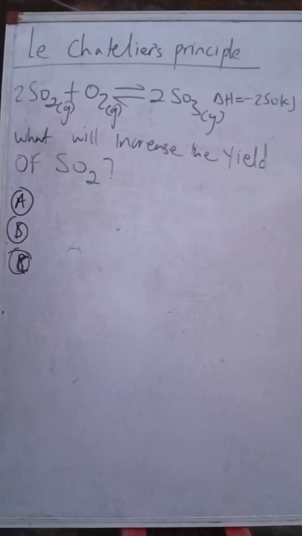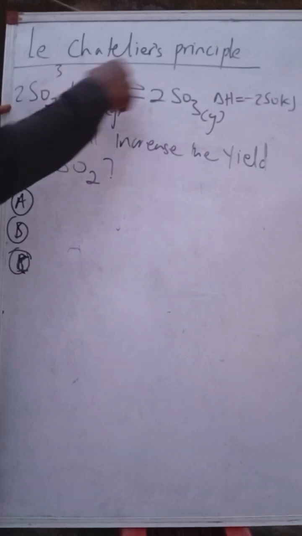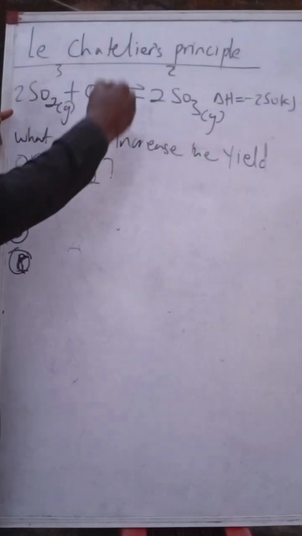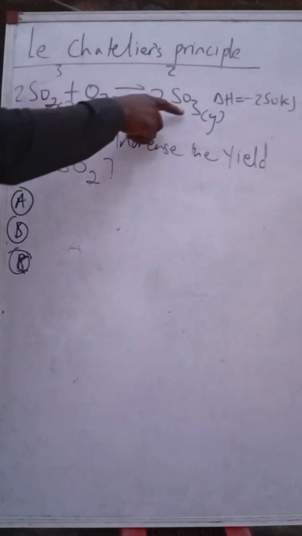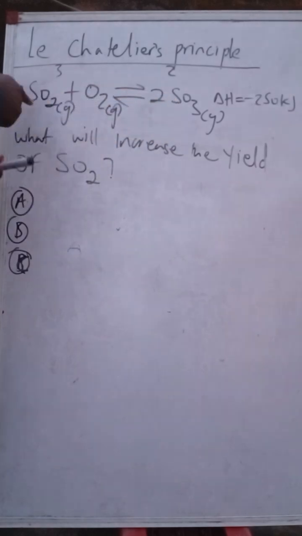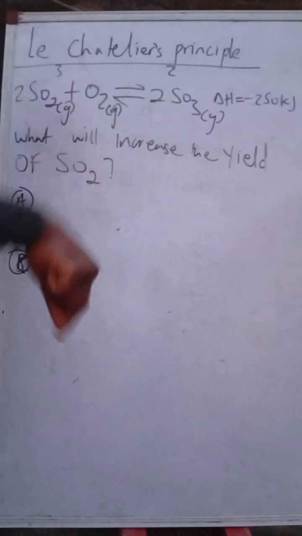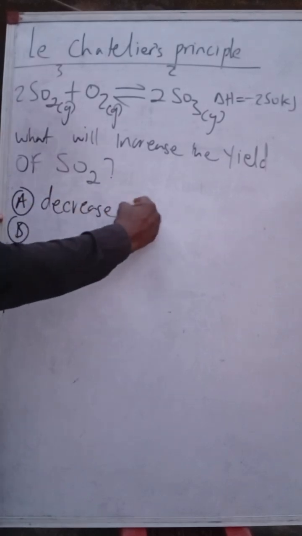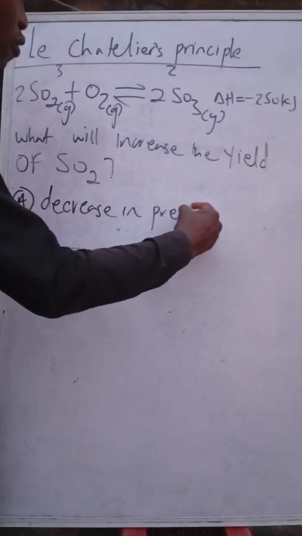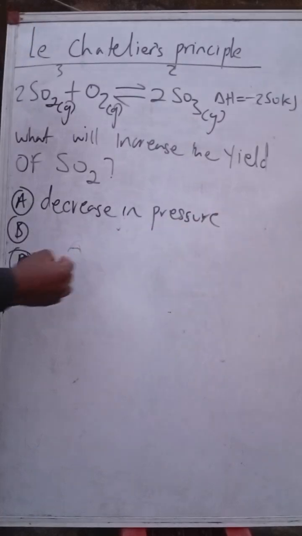So how many moles of gas are on the left-hand side? 3, that is 2 plus 1. How many moles of gas are on the right-hand side? 2. So an increase in pressure shifts the equilibrium to the right, favoring more SO3 production. So SO2 production is favored by a decrease in pressure. The first thing is to decrease pressure, which favors the production of more SO2, a reactant.